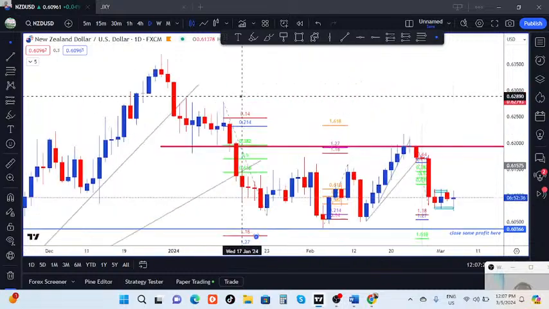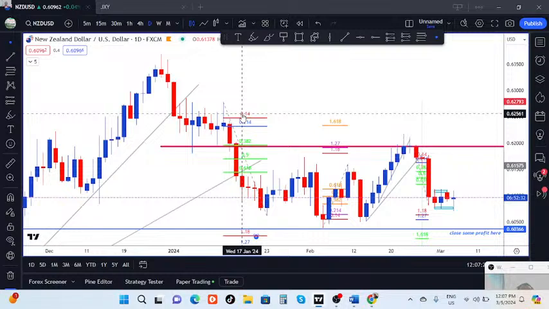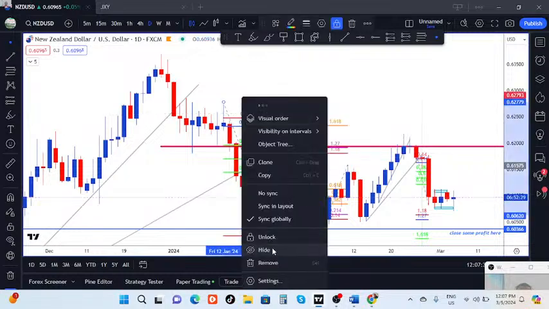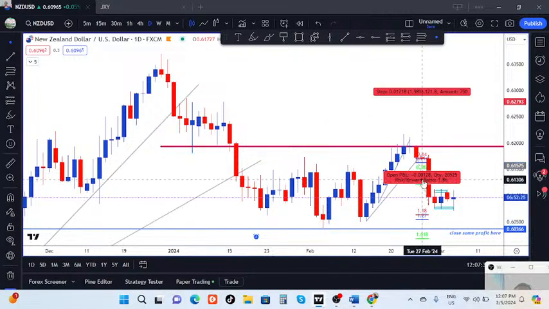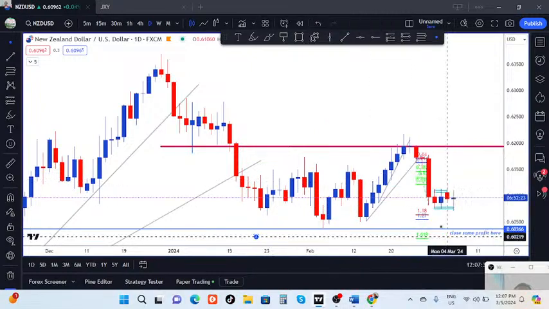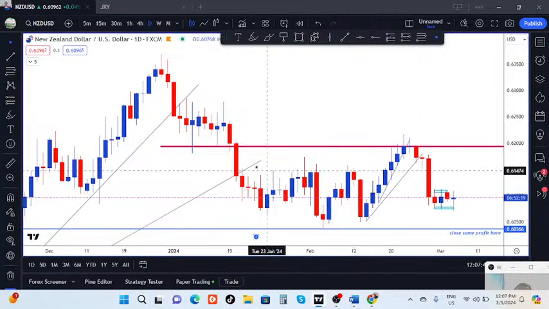So this is the current market right now. Alright, let's take a look at the current market. Let's use the current market as an example. So what am I going to do right here? I'm going to close everything. Alright, okay.